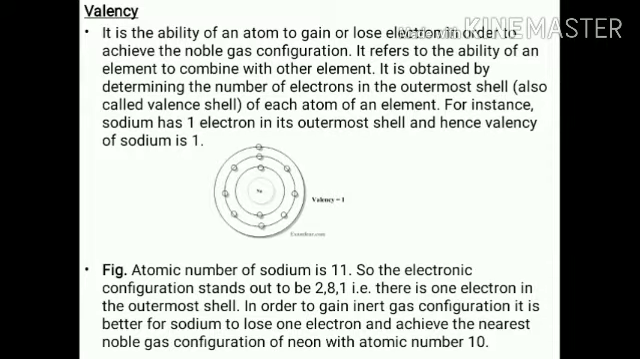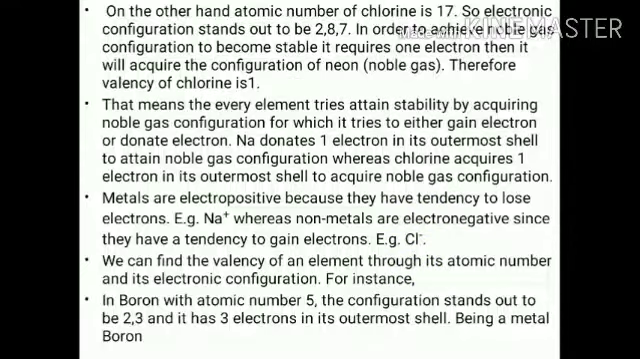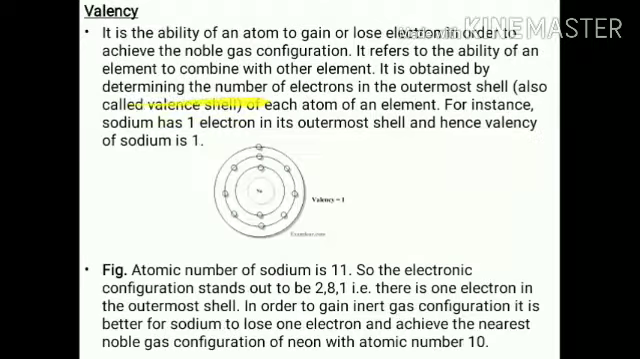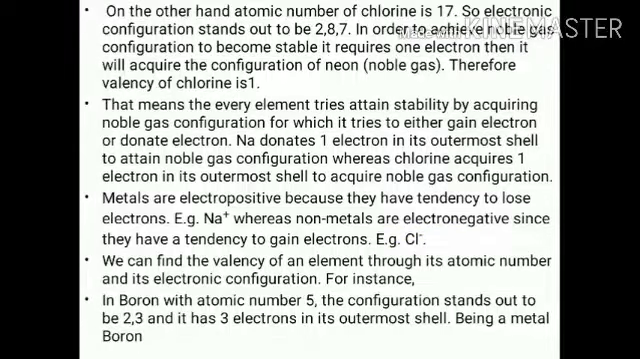This means sodium contains 1 electron in the outermost shell. In order to gain inert gas configuration, it is better for sodium to lose 1 electron and achieve the nearest noble gas configuration of neon, with atomic number 10. On the other hand, the atomic number of chlorine is 17, so the electronic configuration of chlorine is 2, 8, 7. In order to become stable, it requires 1 electron, then it will acquire the noble gas configuration. Therefore, the valency of chlorine is 1 and the valency of sodium is plus 1.